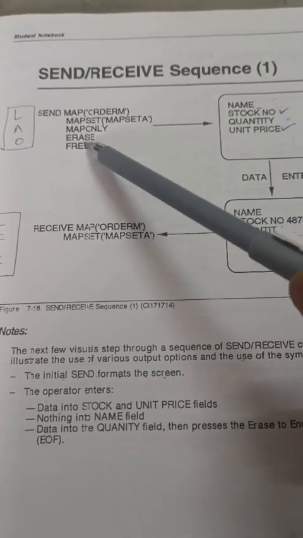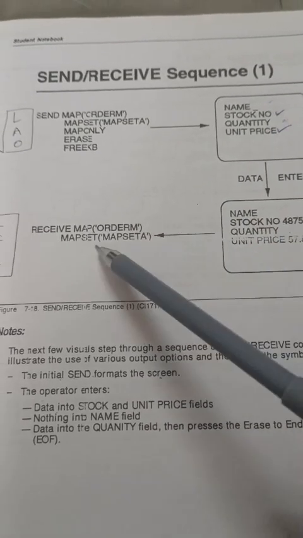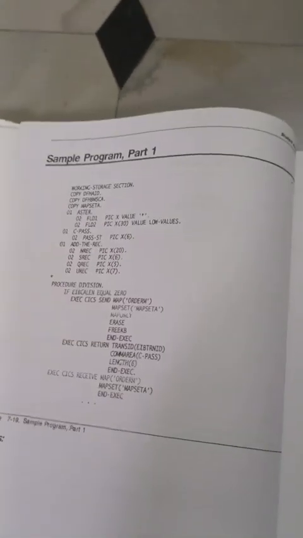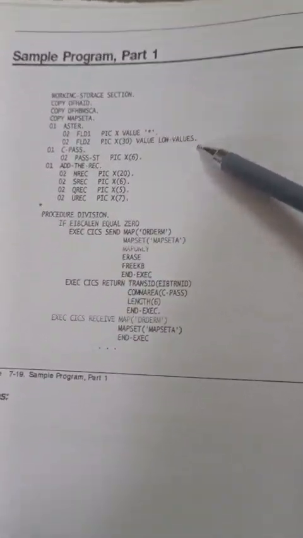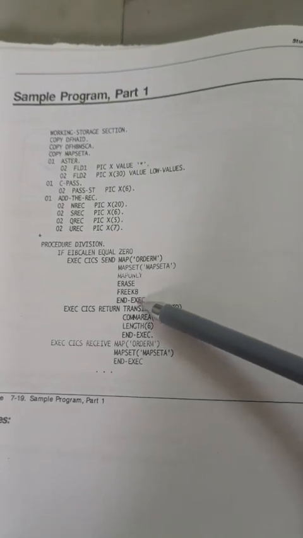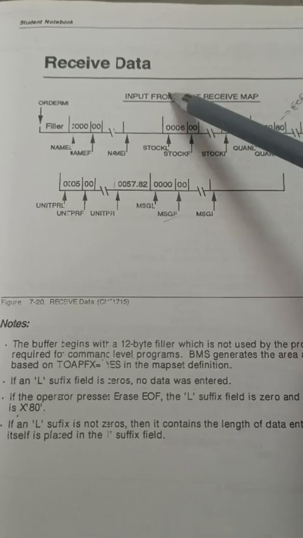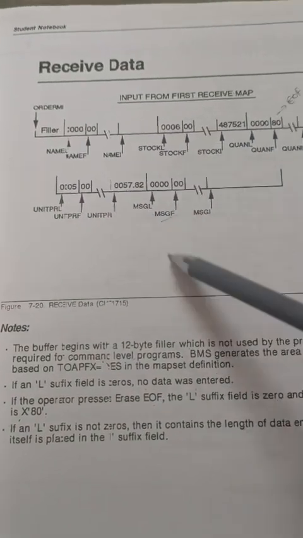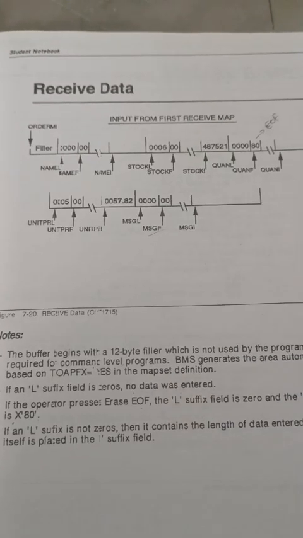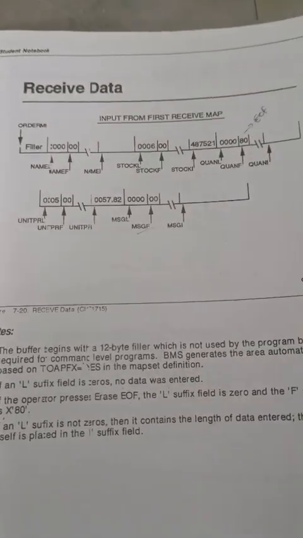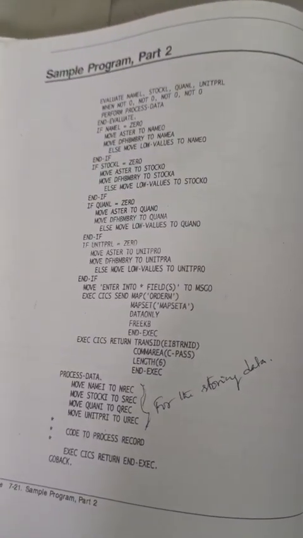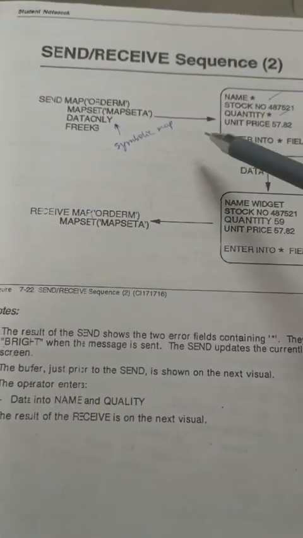sending map set name, only sending the map here, and how to receive the map here. And this is a sample program they have given, mentioning how to send the map and return, and receive the map. And this is how we are going to receive the data in the map, after the symbolic map is generated, this is the data that will get generated here. Normally in the symbolic map, these are the fields and values, and this is how the program stores them here.